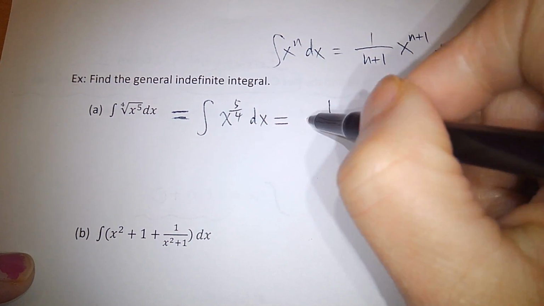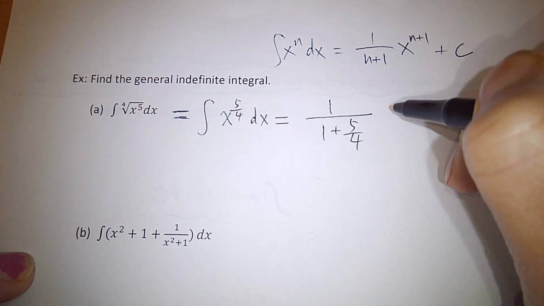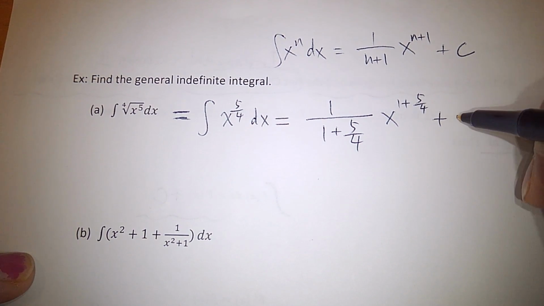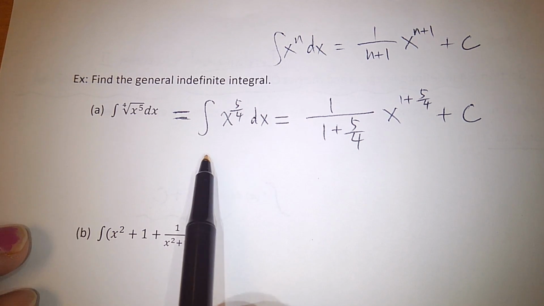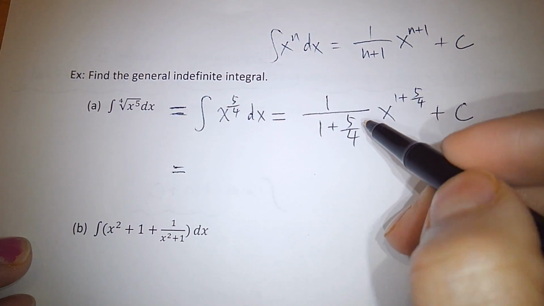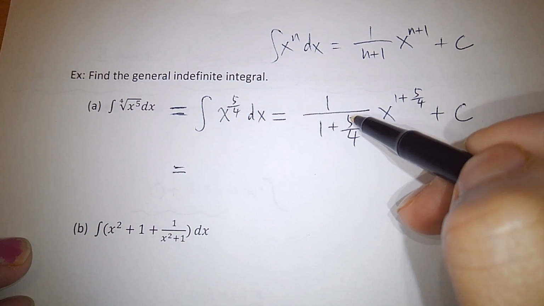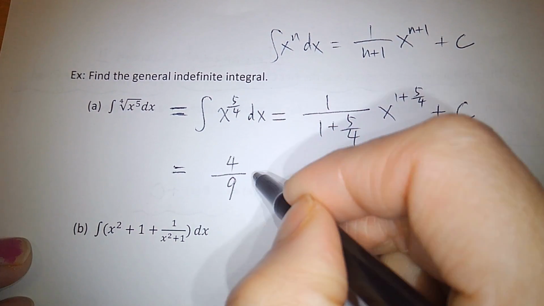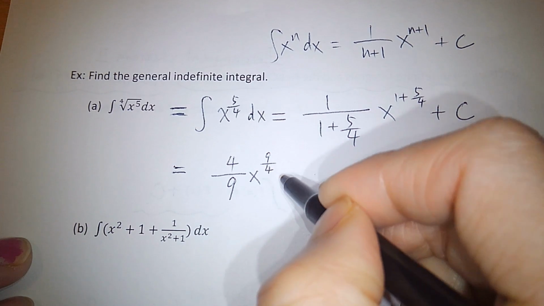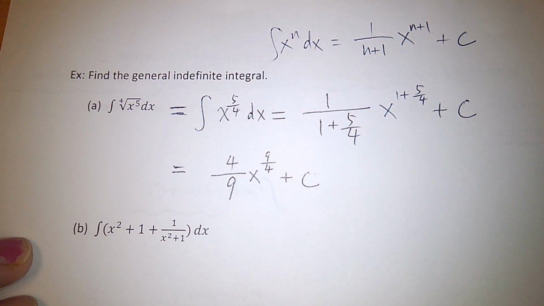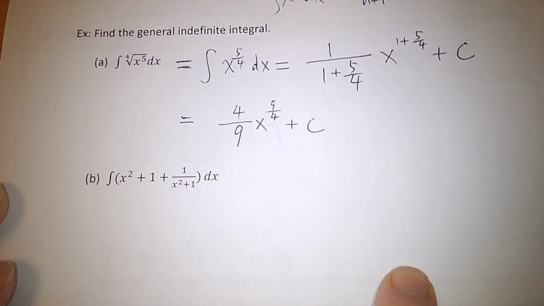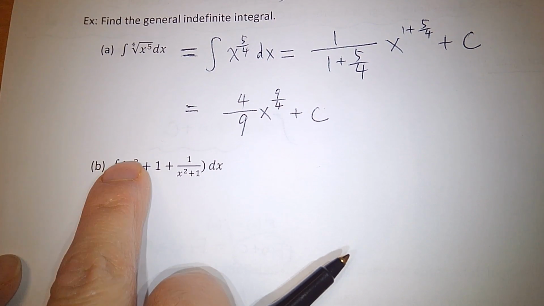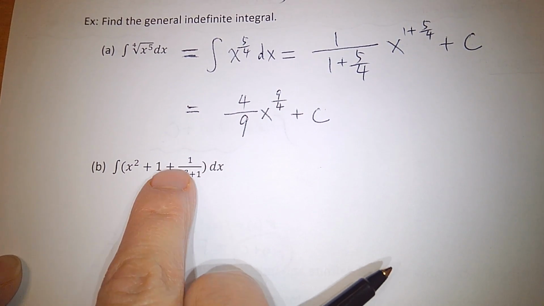So this will give us 1 over 1 plus 5 over 4 times x to the 1 plus 5 over 4, and then plus constant c because it is an indefinite integral, right? And then we can simplify this fraction, which is 1 over 9 over 4, flip it, 4 over 9, x to the 9 over 4 plus constant c. Is everybody clear about this question? Okay, good.